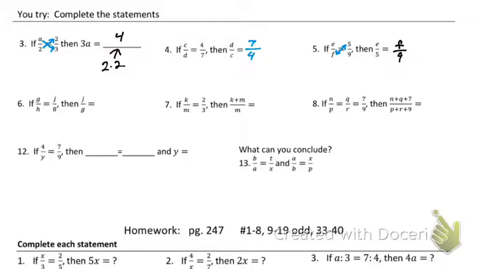Our next one is G over H equals J over 8. Then J over G equals what? What'd you get, Will? 8 over H. What do we do there?